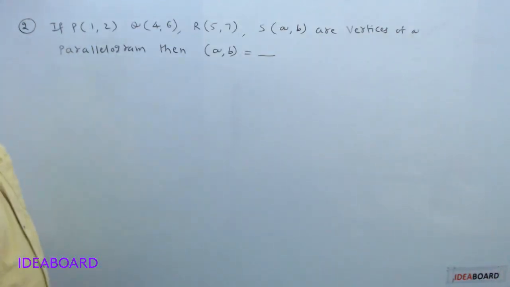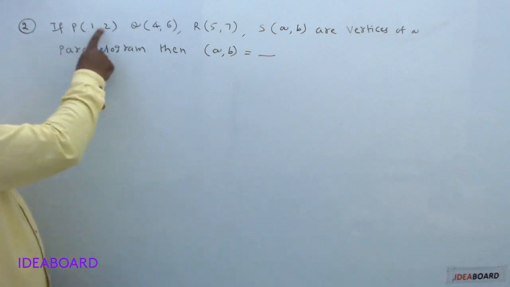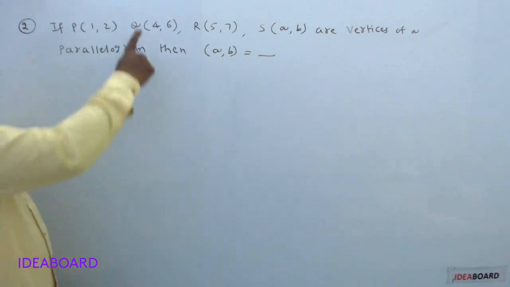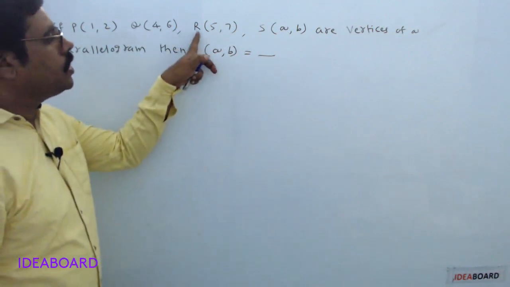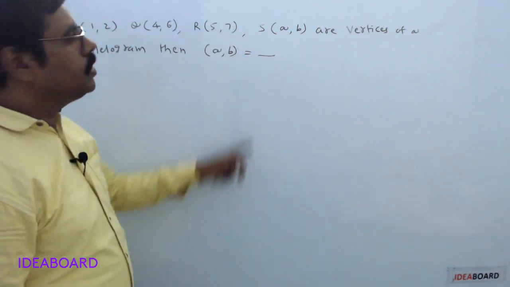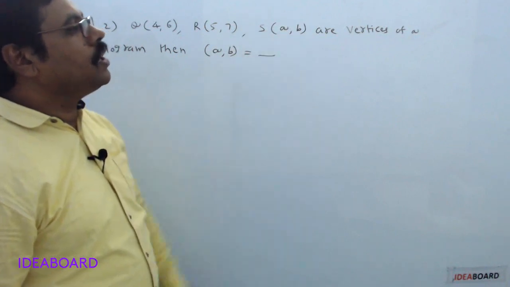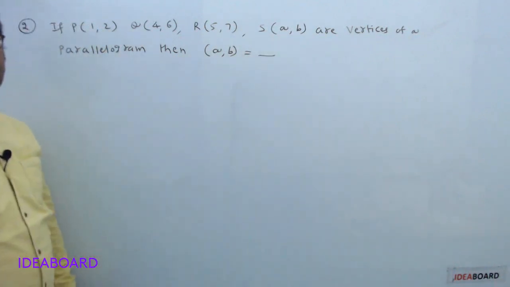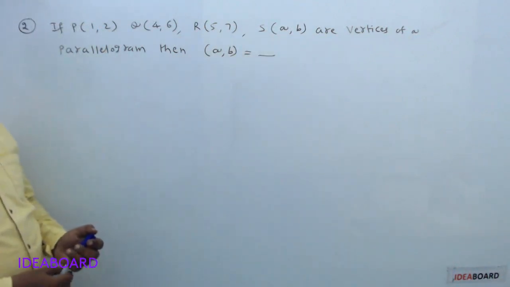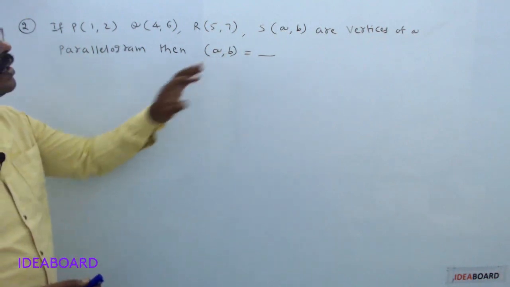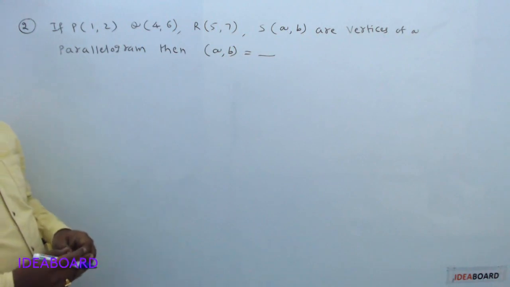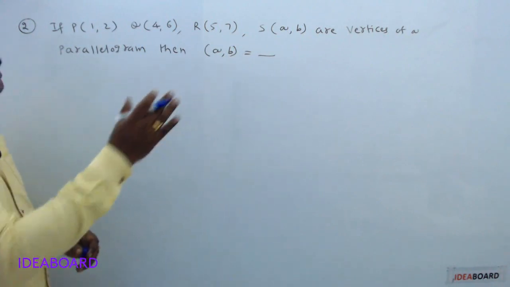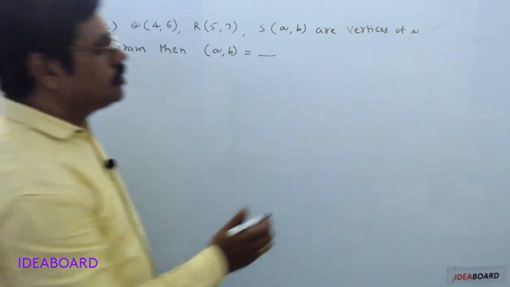Come to the second problem. If P point coordinates are (1, 2), Q point coordinates are (4, 6), R point coordinates are (5, 7), S is (a, b) are the vertices of a parallelogram, then (a, b) equals what? So here the given quadrilateral is a parallelogram. First draw a parallelogram diagram.